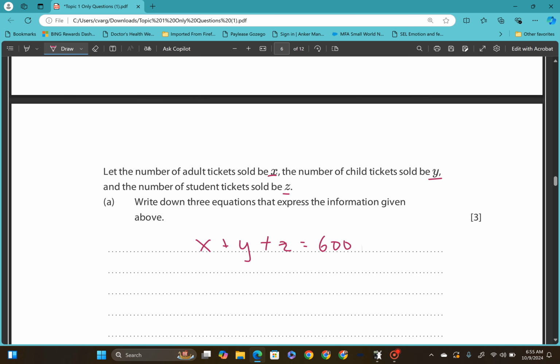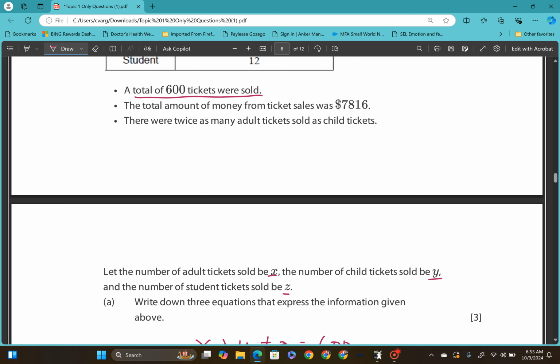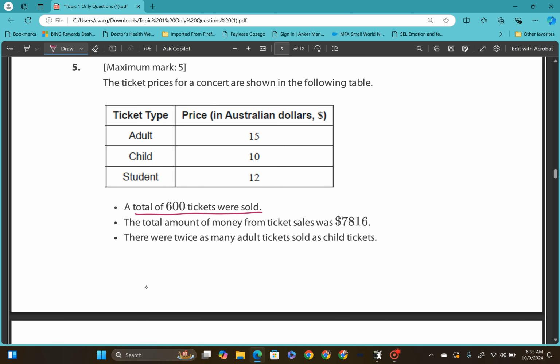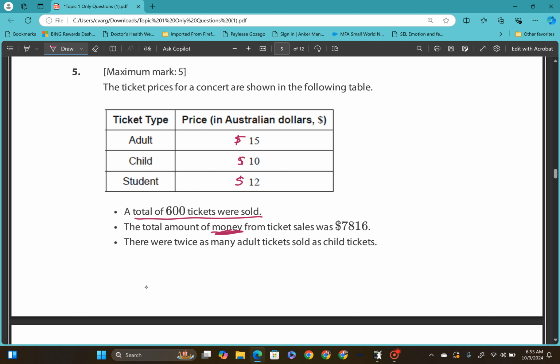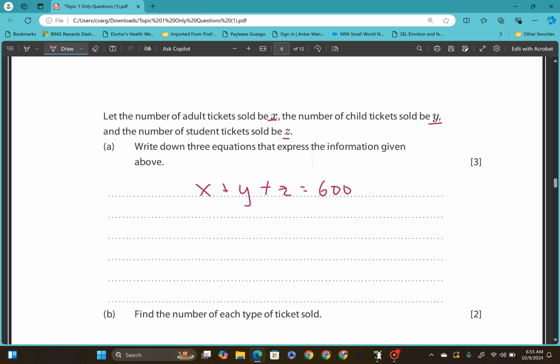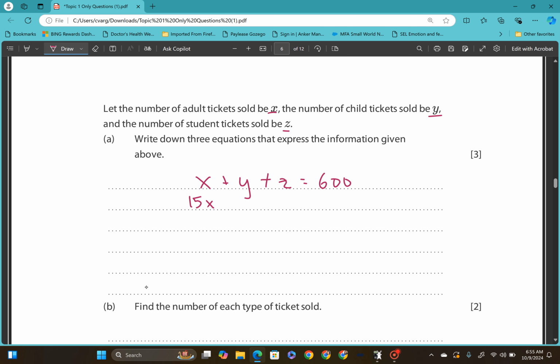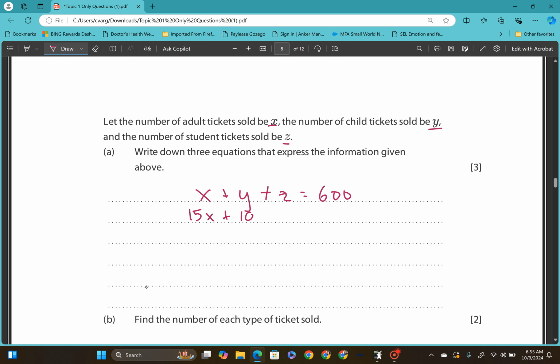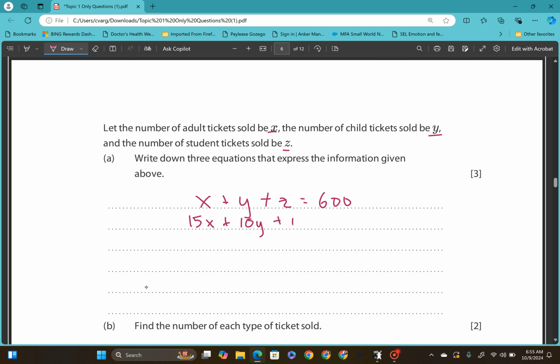We're just taking some words and putting it into math. Then they told us that the total amount of money, right? So the money, this is how much for each it is. So 15 times the number of adults, which is our X, 10 times the number of children, which is Y, and 12 times the number of students, which is Z. All of this is going to add up to 7816. So let's write that down, right? 15x plus 10y plus 12z is equal to 7816.